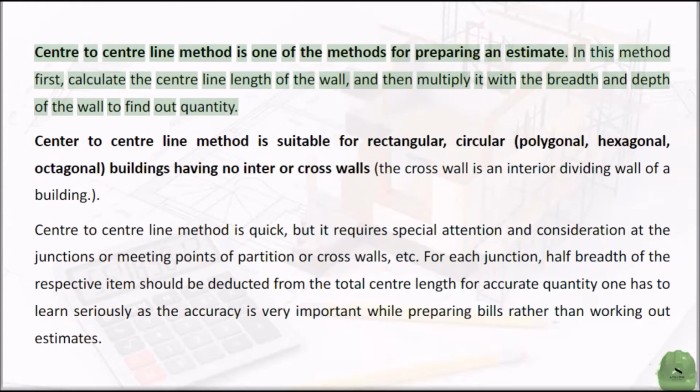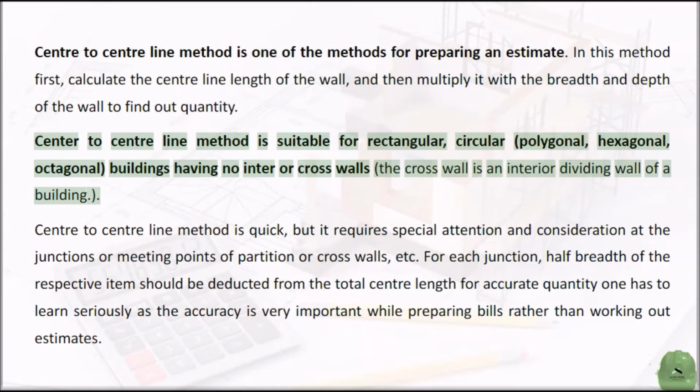Center to center line method is one of the methods for preparing an estimate. In this method, first, calculate the center line length of the wall, and then multiply it with the breadth and depth of the wall to find out quantity.